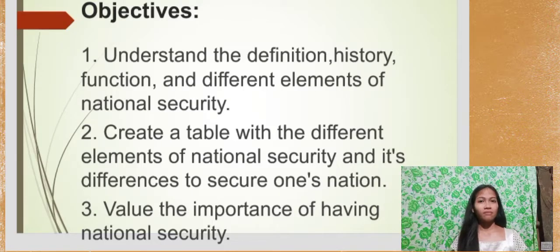So we have objectives. At the end of the lesson, the students are expected to: number 1, understand the definition, history, function, and different elements of national security. Number 2, create a table with the different elements of national security and its differences to secure one's nation. And number 3, value the importance of having national security.